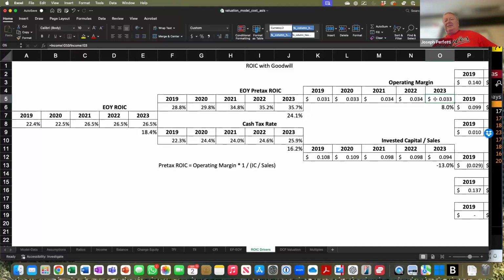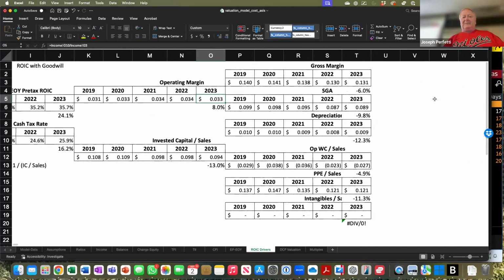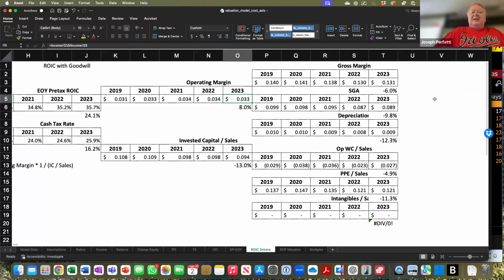Second level analysis. What explains the change in the operating margin? Well, that's coming from the income statement. So over on the right are the three drivers of the income statement. Gross margin minus SG&A minus depreciation equals operating margin. So those three things explain the operating margin change. Let's talk about each of the three.